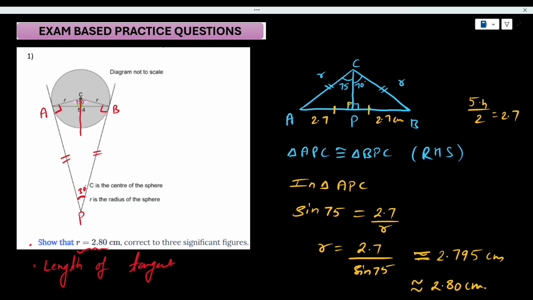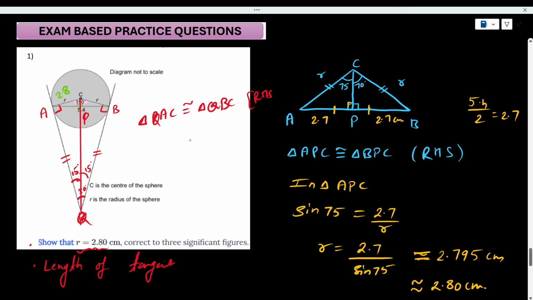And if I join this to this, again you can see that triangle PAC will be here. I can't take P because I have taken this point as P, so let me take it as Q. So triangle QAC will be congruent to triangle QBC, using RHS again. Now each angle of this part is going to be 15 degrees, right? Again, because both triangles are congruent. So again here 15 degrees, and the opposite side is known now, 2.8, right? The radius is known.